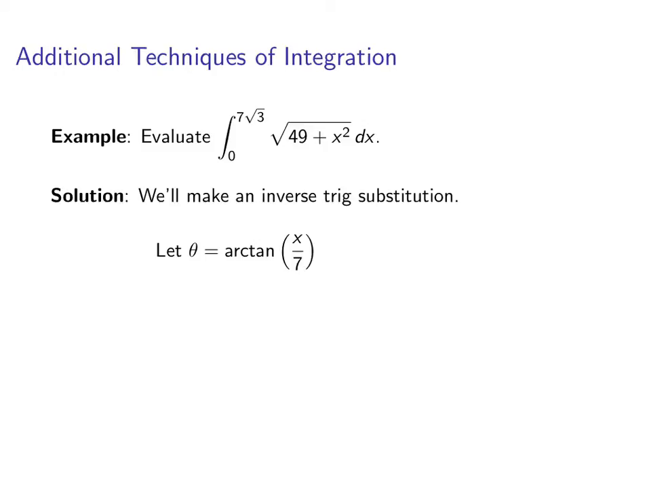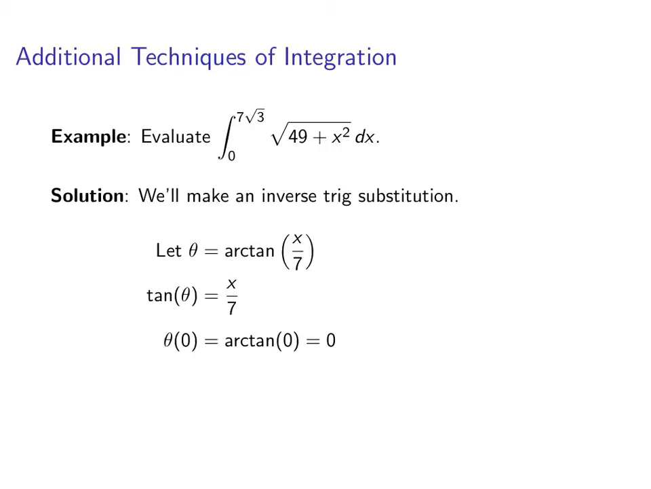So how do we come about this? Well, the 7 was because 7 squared is 49. So anytime you see square root of a squared plus x squared, you're going to make an inverse tangent substitution. So we got tangent theta is equal to x over 7. As usual, we'll draw the triangle.